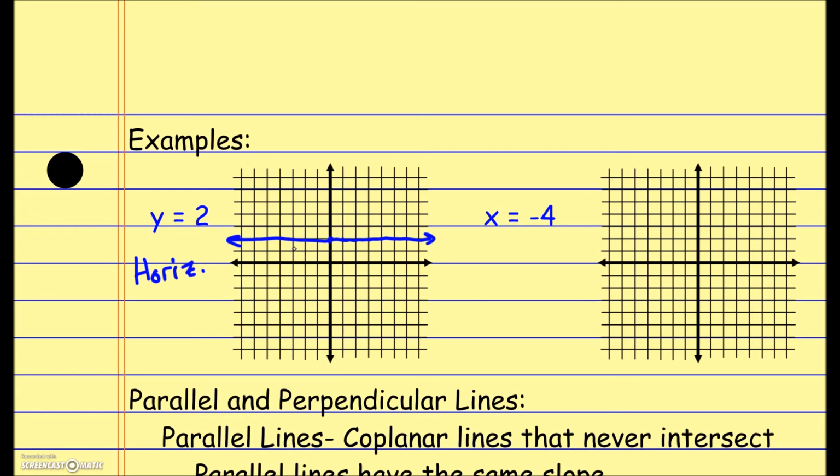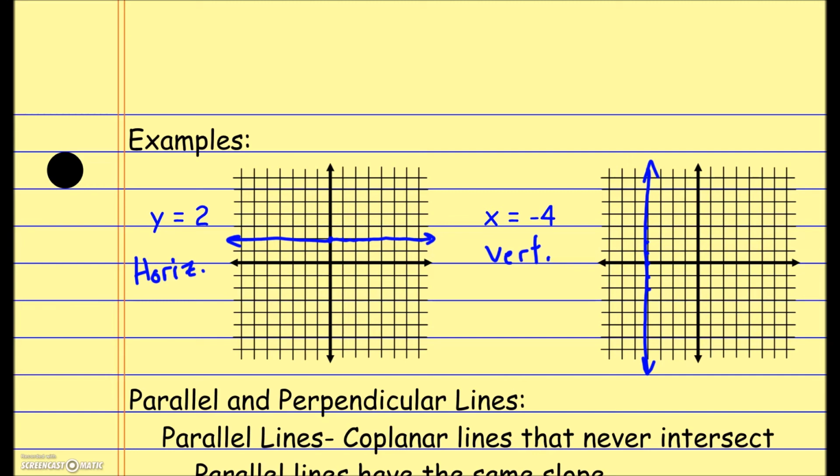All right. The next one, because it's x equals, I know that this is a vertical line. And again, I go to an x value of -4, and I stay there. Whether I go up or down, I stay at an x value of -4. And when we look at all the ordered pairs along this line, the x value is always -4. When I look at all the ordered pairs back at the previous line, all the y values are 2. Okay, and that's really what that constant term means.